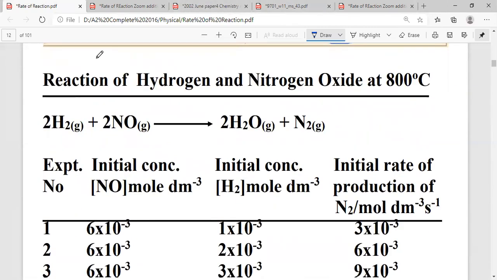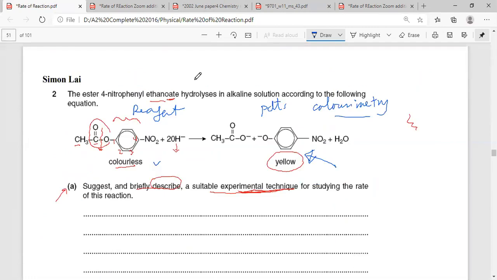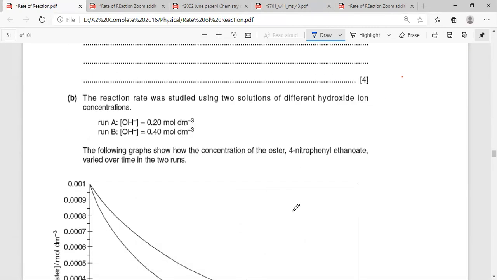Now let's look at one question. This is 51. Now here. The reaction rate was studied using two solutions of different hydroxide ions. I'm going to throw you in the deep ocean here with a tough question. Not a tough question, it's everything inside here. Now run A and run B.